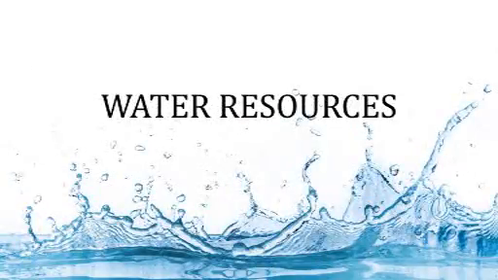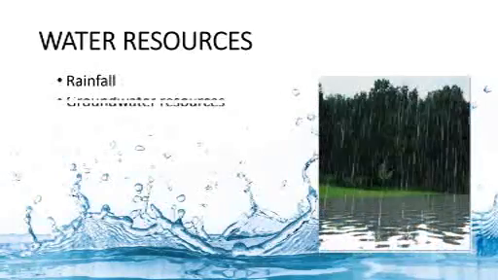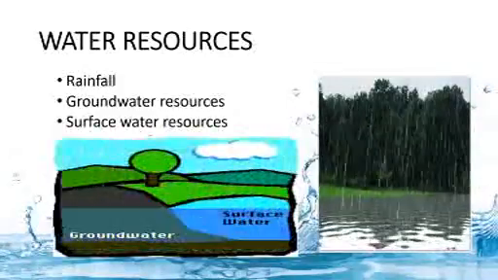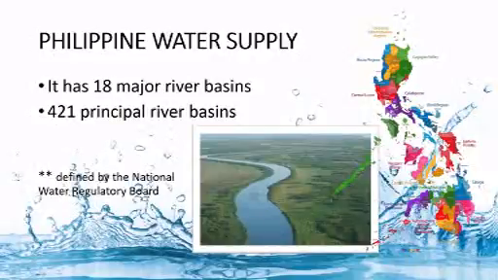The water supply of the Philippines can be obtained from different resources, such as groundwater resources, rainfall, and surface water resources, i.e. rivers, lakes, and reservoirs. It has 18 major river basins and 421 principal river basins, as defined by the National Water Resources Board.